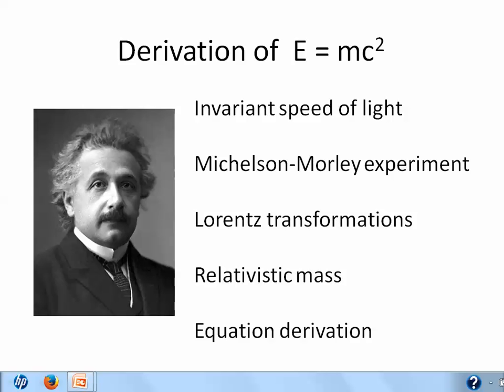c has a value of 299,792,458 meters per second. This is a large number, and when you square it, you obtain an enormously large number. Even a small amount of mass represents an enormous amount of energy.